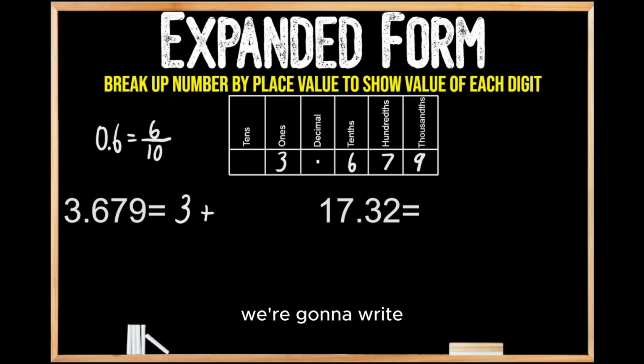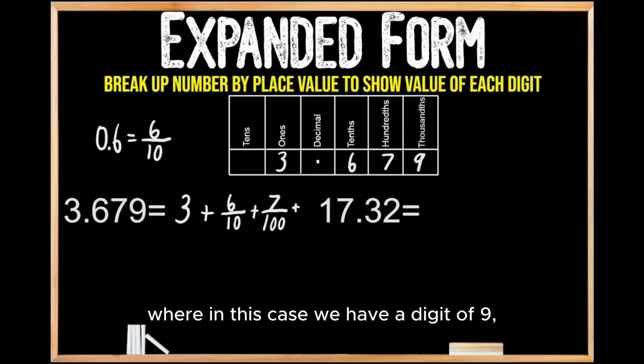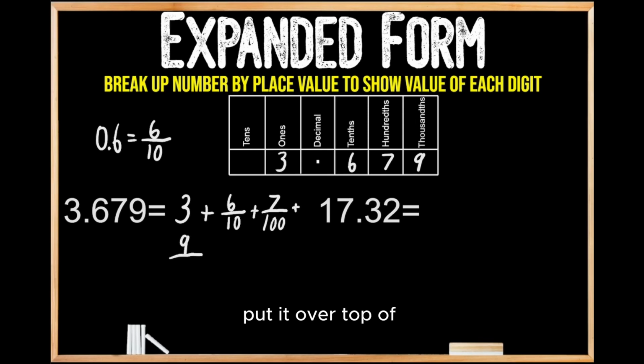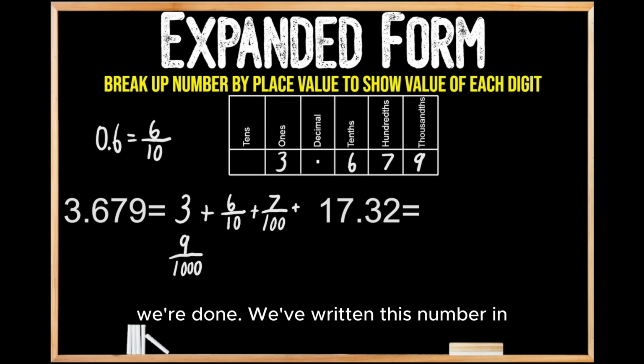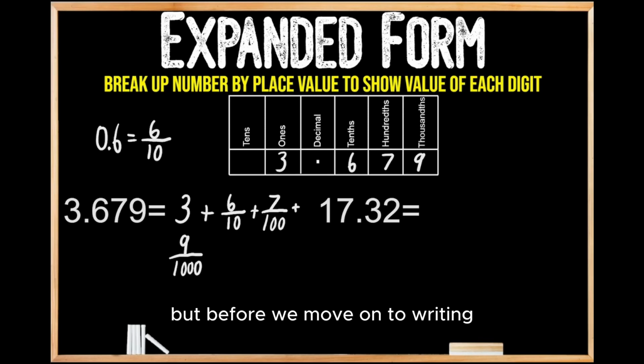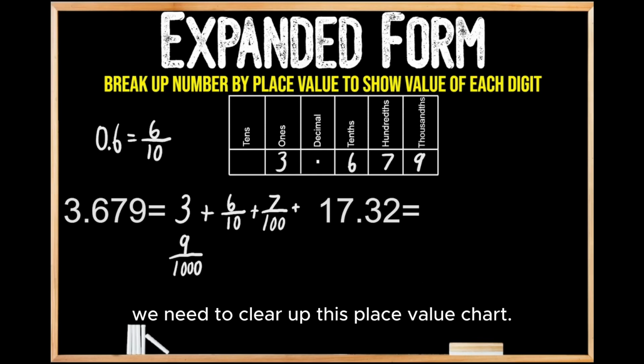So returning back, we're going to write our 6 over 10 to represent our 6 tenths in our decimal here. Now we're going to move on to our hundredths place. Well, in this case, we have a digit of 7, so we're going to write our 7, and then we're going to write it over top of 100 because it's in the hundredths place. Now we're going to move on to our thousandths place in our next line, where in this case, we have a digit of 9, so we're going to write our 9, and then we're going to put it over top of 1,000 because that 9 is in our thousandths place. Since we don't have any more digits to bring down, we're done. We've written this number in expanded form. But before we move on to writing our second decimal in expanded form, we need to clear out this place value chart.